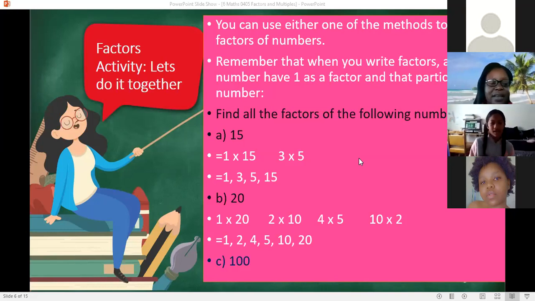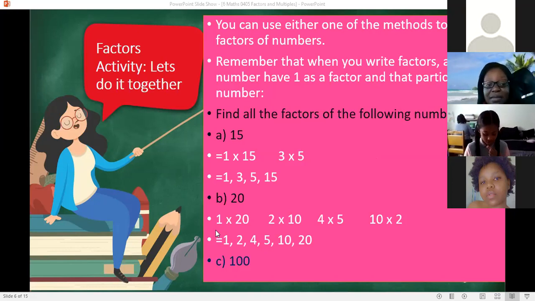Okay. So now can you list them for us from smallest to biggest? The first one is 1 times 100. Yes, so the first number is 1. And then the second number, 2 times 50, so the second number is 2.